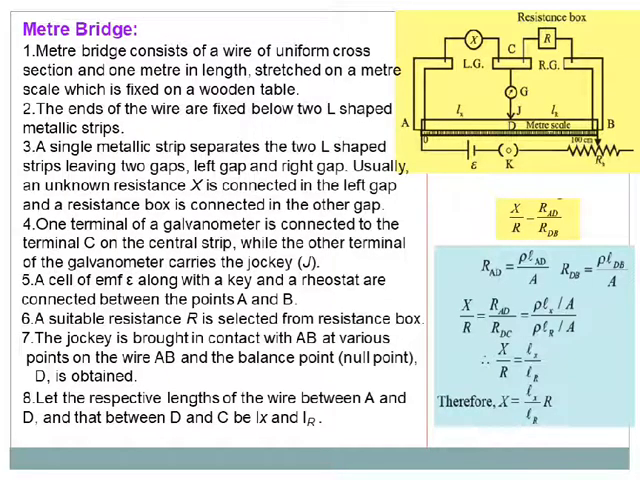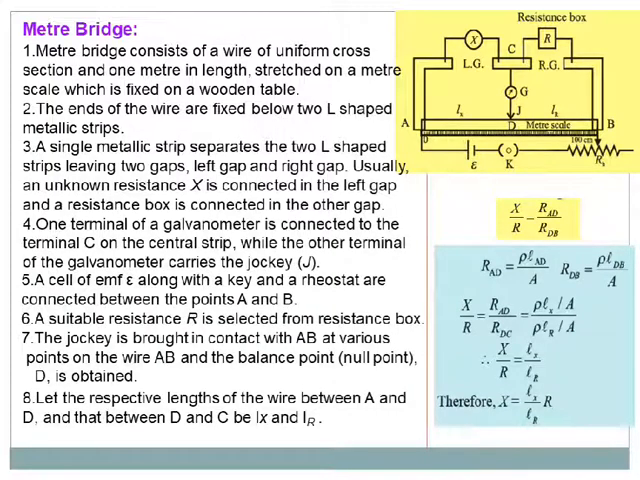Between A and B, the battery, key and rheostat are connected. And at point C, one terminal of the galvanometer is connected to C, and the other terminal is connected to the jockey. The jockey is used to find the equipotential point on the wooden board. As we said, it is based on the principle of the Wheatstone bridge, so the galvanometer should show zero deflection.